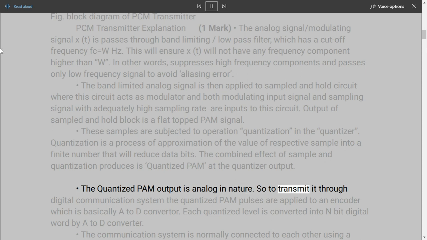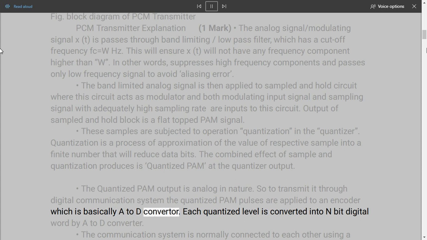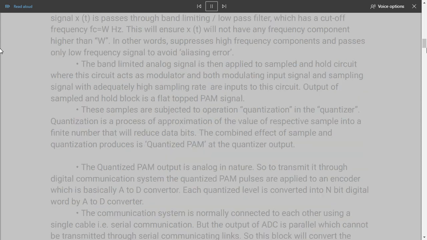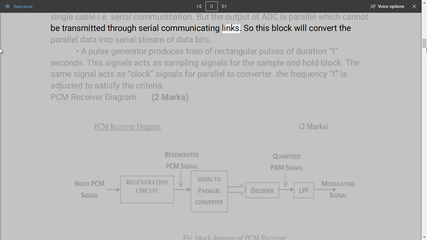So to transmit it through a digital communication system, the quantized PAM pulses are applied to an encoder, which is basically an A to D converter. Each quantized level is converted into an n-bit digital word by the A to D converter. The communication system is normally connected using a single cable, i.e. serial communication. But the output of the ADC is parallel, which cannot be transmitted through serial communication links. So this block will convert the parallel data into a serial stream of data bits.